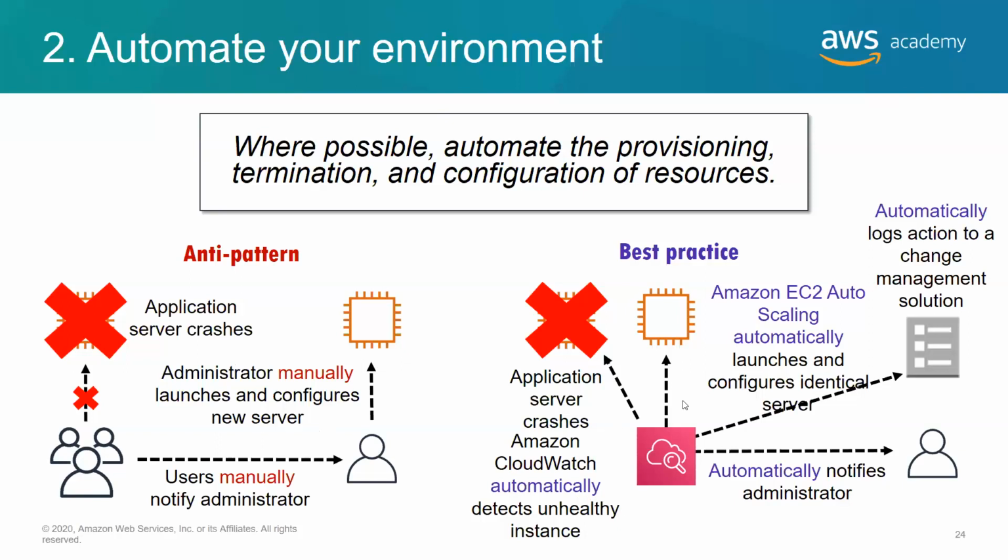Along with your server EC2 instance, Amazon EC2 auto scaling automatically launches and configures an identical server. So this EC2 auto scaling is going to launch and identify the server automatically, and automatically notifies the administrator also. The automatic login actions go to the change management solution. Right? Everything is happening automatically here, but otherwise it will be done manually. So when I do it manually, what happens here? You're going to face a lot of problems. Right? What if I do it automatically?